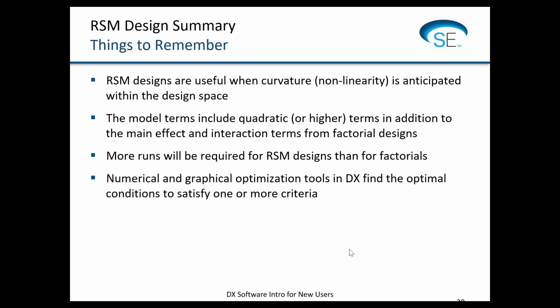Okay, so response surfaces are useful when we think we have curvature or nonlinearity within the design space, within the cube, if you will. The model terms are going to be quadratic or higher order to be able to create the hill or the valley within the design space. The disadvantage for response surfaces is that they will require more runs than factorials. So you have more insight, you're better able to optimize, but you're collecting more data. There's no free lunch in this world. We have numerical and graphical optimization tools to find the optimal conditions, in this case with two criteria, but you can simultaneously solve for as many criteria as you have.